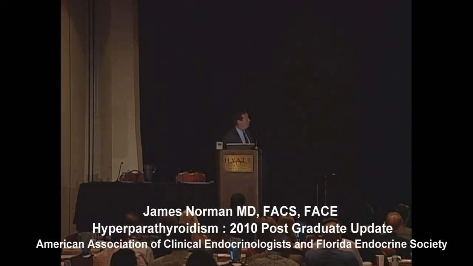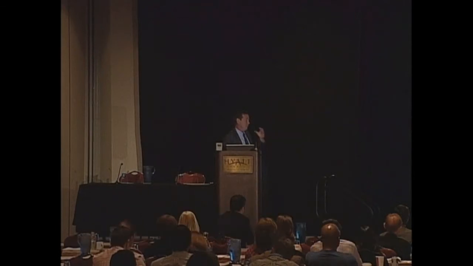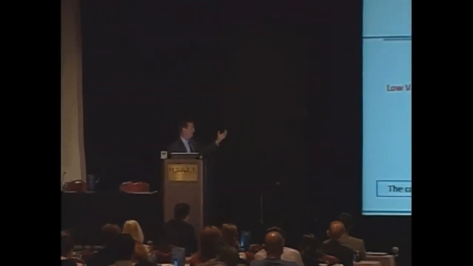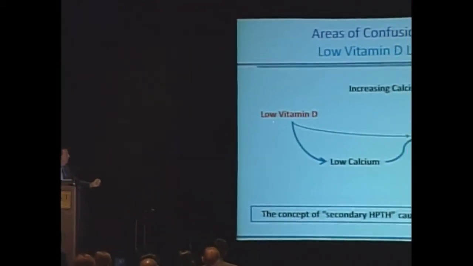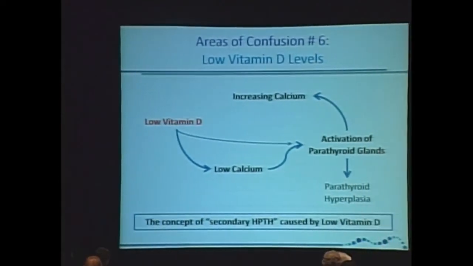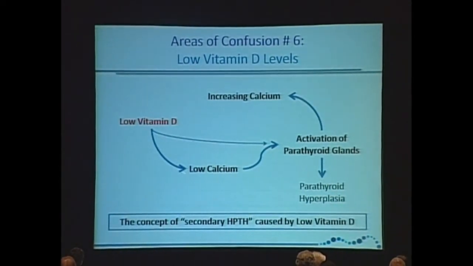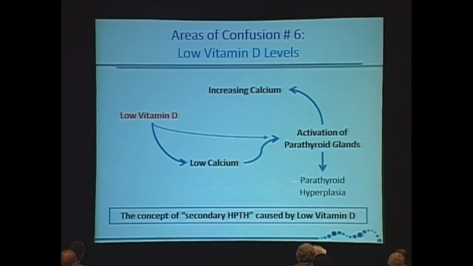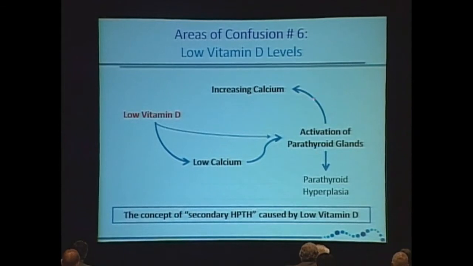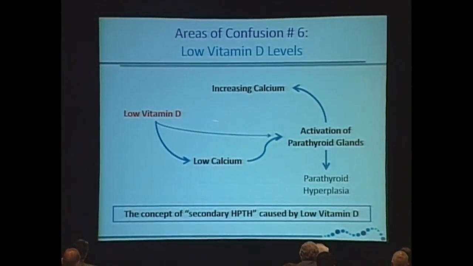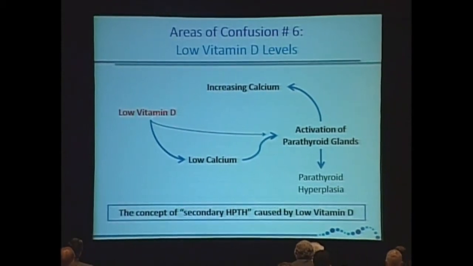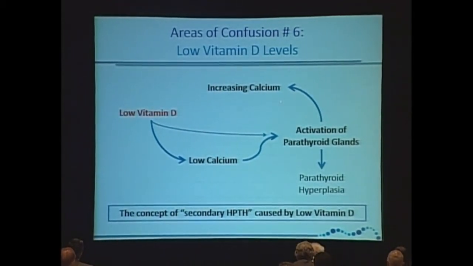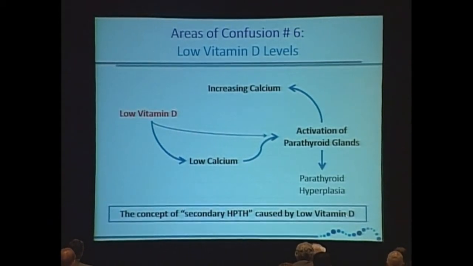The concept is low vitamin D is the primary event. Because of low vitamin D, these people can get low calcium, and possibly through direct activation of parathyroid glands, the parathyroid glands become hyperplastic. These events are taking place. So the parathyroid glands become hyperplastic because of low vitamin D, which then eventually leads to a high increase in calcium. This is the concept of secondary hyperparathyroidism caused by low vitamin D.